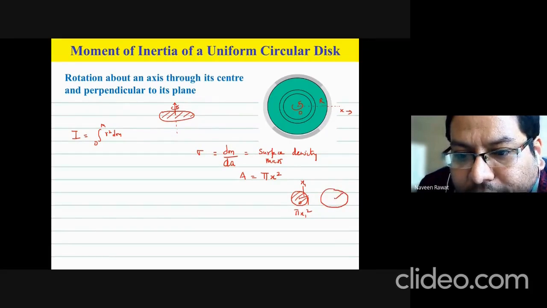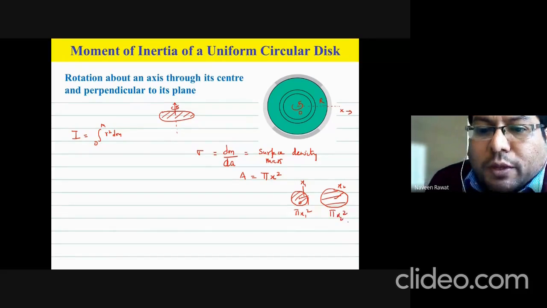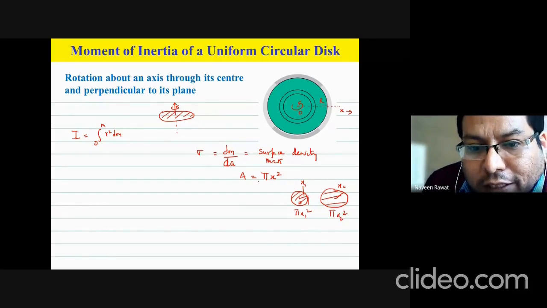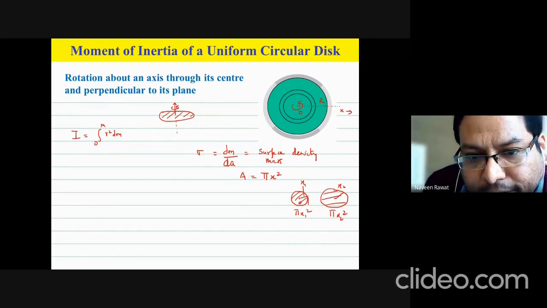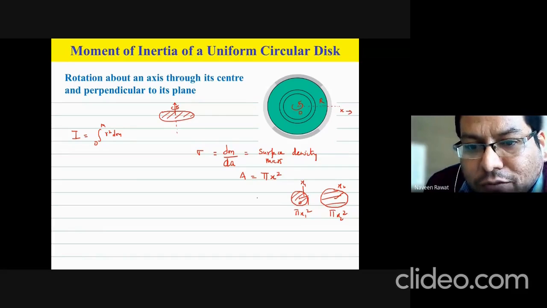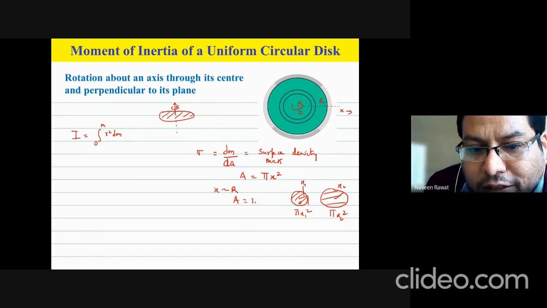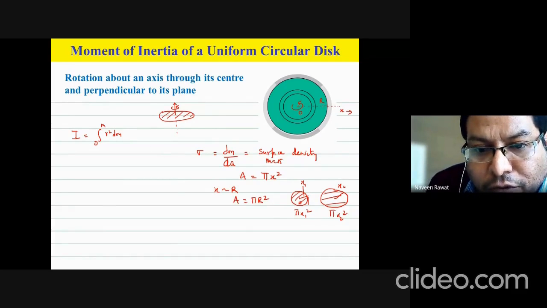Let's say I had considered this value, which is x2, again starting from the center. Then what would be my area? My area would be pi x2 square. So essentially what I'm changing is this value of x as I'm going around this axis. When my x value is r, I get the total area of the disk, pi r square. So from here, my relationship is A is pi x square.